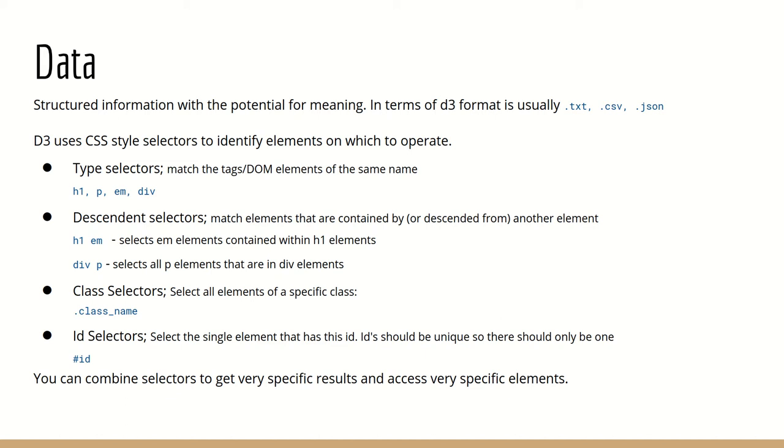Also, because D3 is interacting with elements in the DOM, it uses CSS style selectors to identify and select them. You have type selectors where you match the tags, descendant selectors where you match elements that are contained or descended from another element, class selectors where you select all elements of a specific class, and ID selectors, so select the single element that has this ID. IDs should be unique, so there should only be one ID on the page. You can combine selectors as well to get very specific results and access very specific elements.